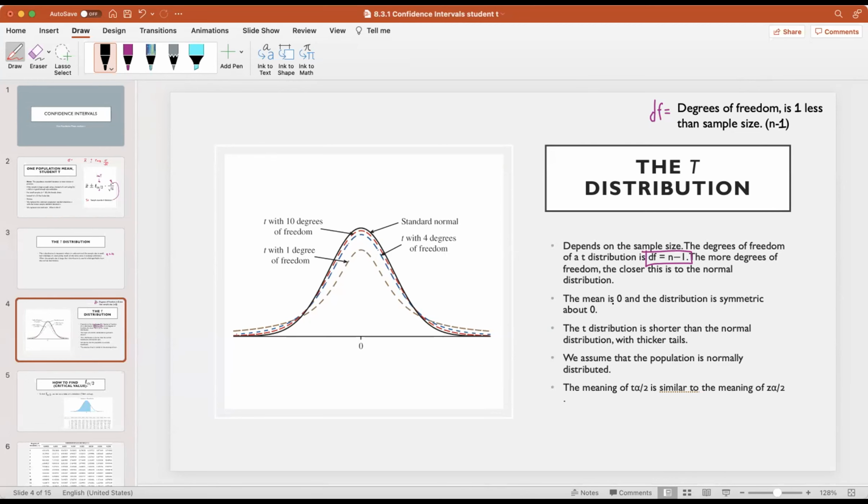So the mean is still 0, and you're still symmetrical about 0, except for now, since the sample size is so small, then they have a shorter normal distribution. So as the degrees of freedom get larger, so does the peak. And we assume the population is normally distributed. The meaning of T alpha 2 is similar to the meaning of Z alpha 2, so that's not different.